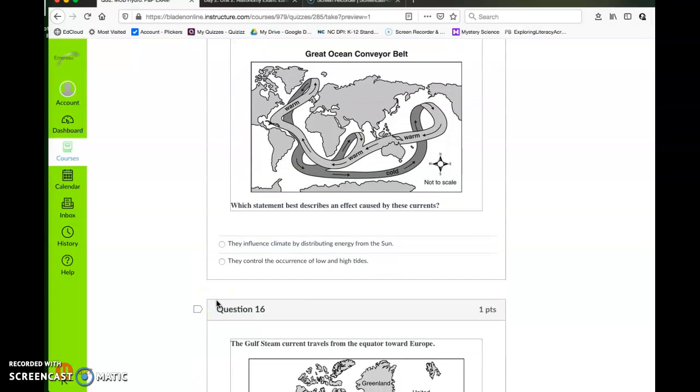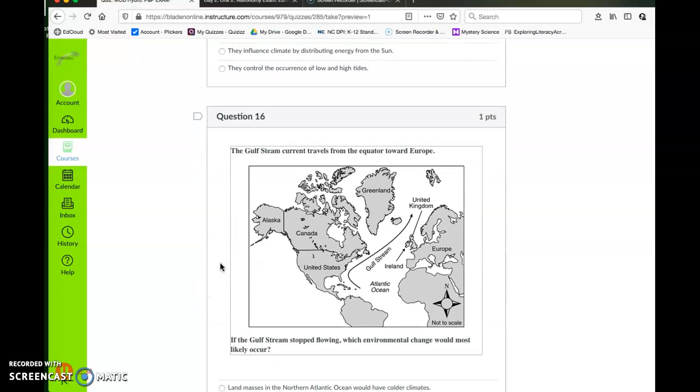A. They influence climate by distributing energy from the sun, or B. They control the occurrence of low and high tides.